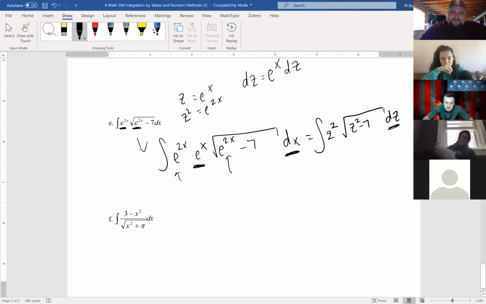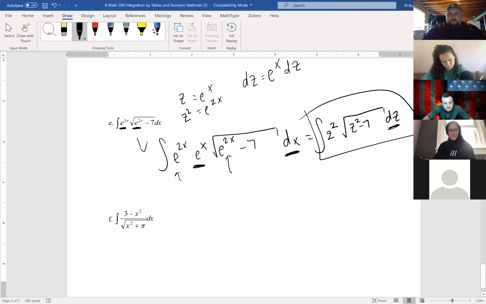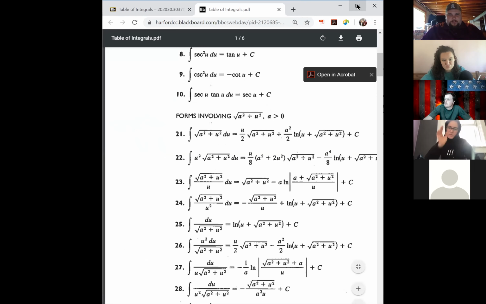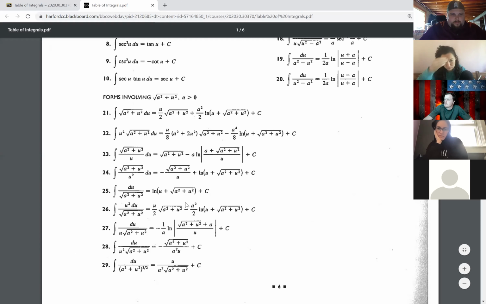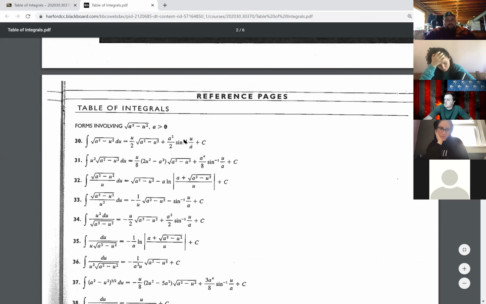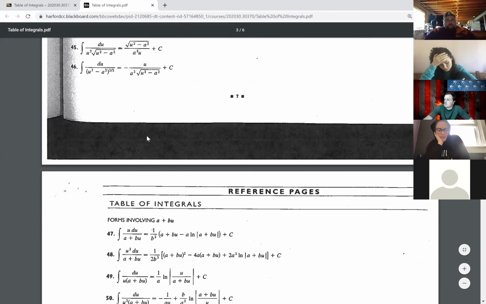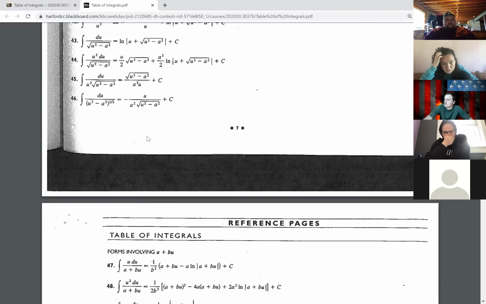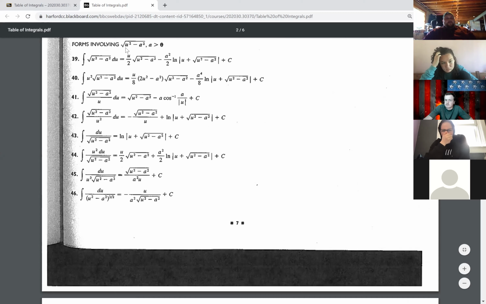So now the question is, is this guy in the chart? We're looking for something that looks like u squared times the square root of, we had u squared minus a number. So we need to find the square root of u squared minus a squared. I think I accidentally skipped over it. There we go. U squared minus a squared. And then we need a u squared outside. Hey, look at that. Looks like number 40.